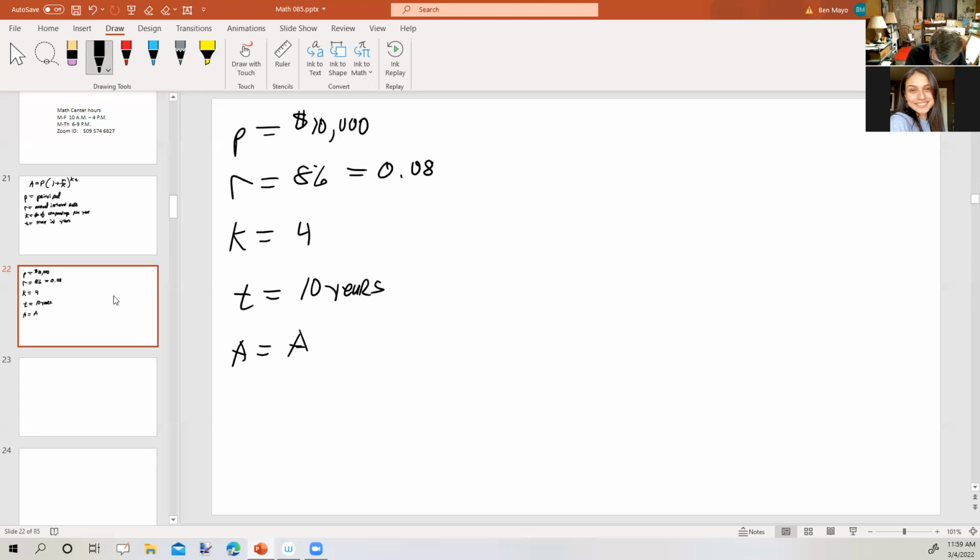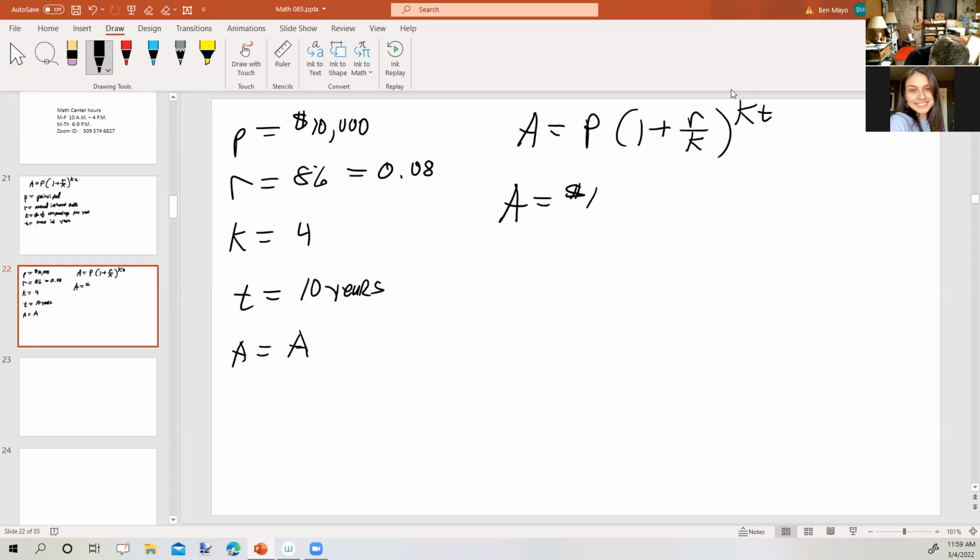So the A, the accumulated amount, is the unknown. So using the formula, A equals P times (1 plus R divided by K) to the KT power, let's see what we get. A equals $10,000 times (1 plus 0.08 divided by 4), all to the 4 times 10 power.